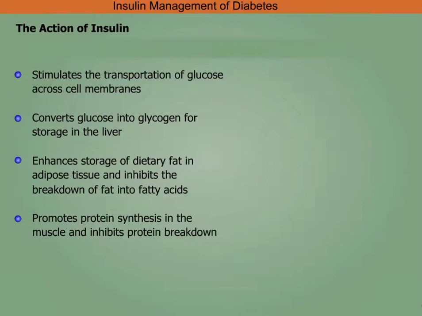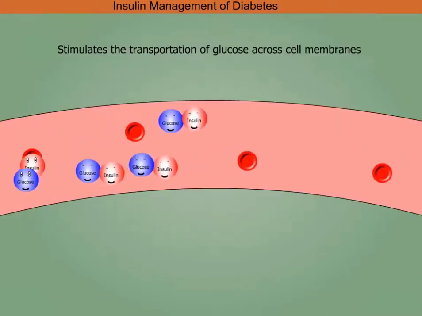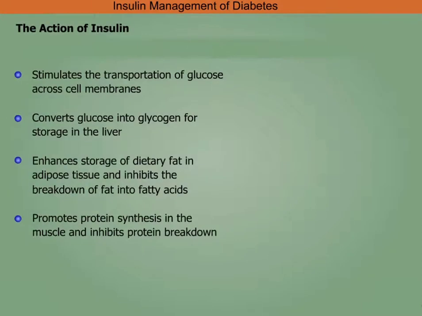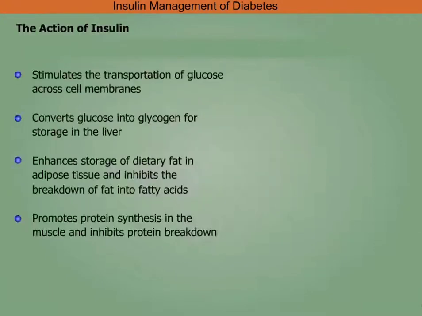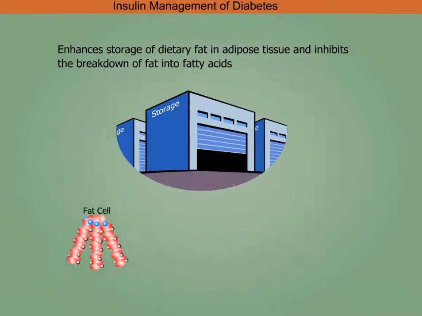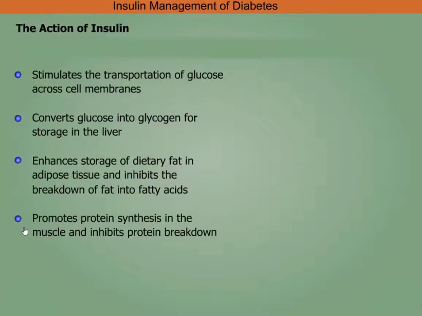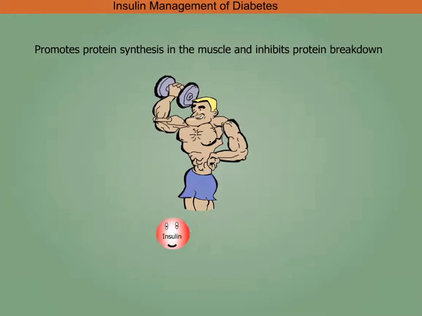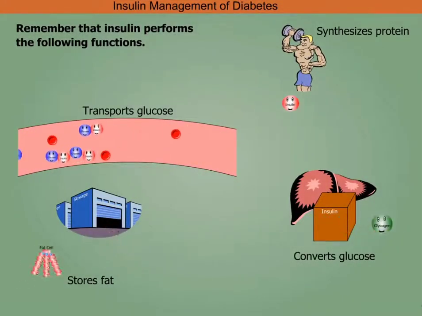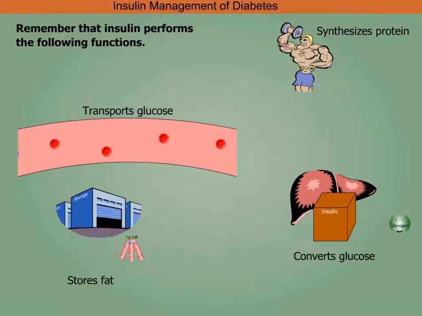The action of insulin. Let's look at each bulleted item to examine how insulin works. It stimulates the transportation of glucose across cell membranes. It converts glucose into glycogen for storage in the liver. It enhances storage of dietary fat in adipose tissue and inhibits the breakdown of fat into fatty acids. And it promotes protein synthesis in the muscle and inhibits protein breakdown. Remember that insulin performs the following functions: transports glucose, stores fat, synthesizes protein, and converts glucose.